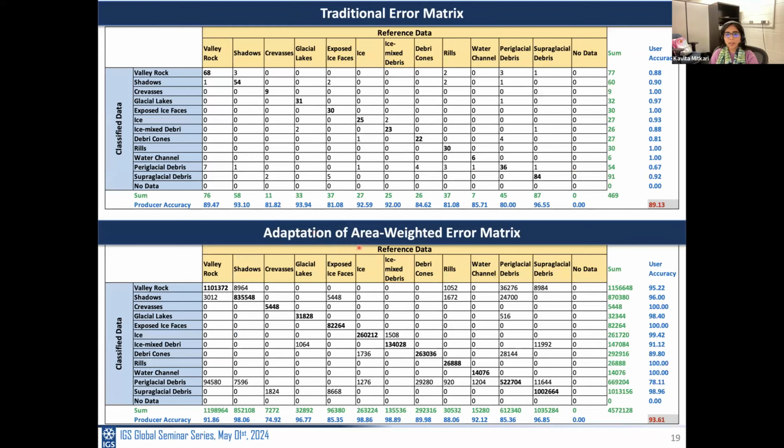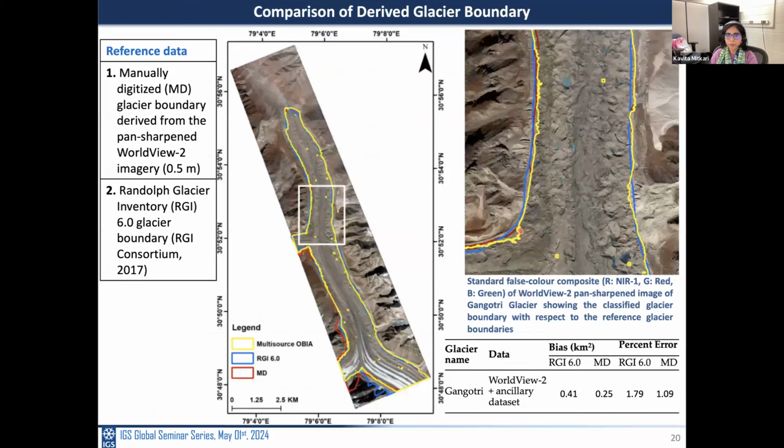After adapting the area weighted error matrix and comparing it with the traditional error matrix, it was found that the accuracy improved significantly to 93.6% from approximately 89%. So it means that the traditional pixel-based error matrix underestimates the accuracy of the OBIA derived maps. That's why it's very important to evaluate the accuracy of the OBIA classified map using the area weighted error matrix and not just the traditional error matrix.